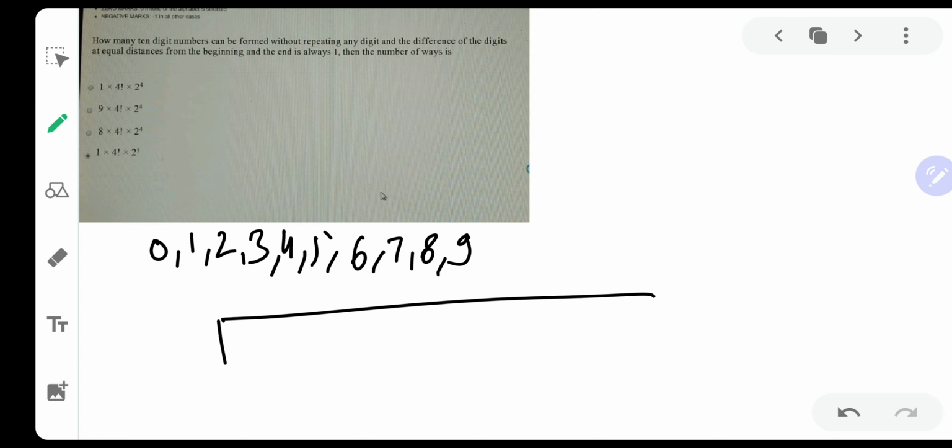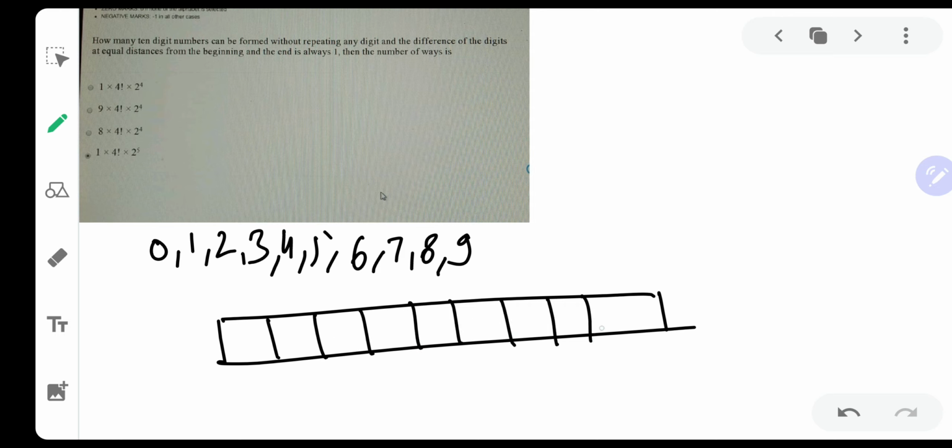I'll give you an example. If this is your 10 digit number, 1 2 3 4 5 6 7 8 9 10, let us count. Okay, if at the start you have let us say 4, then at the end you should have 5. And if at the second position you have 2, then you should have 3, something like that, which is differing by 1. If over here you have 0, then over here you should have 1. Okay, from the start and from the end.